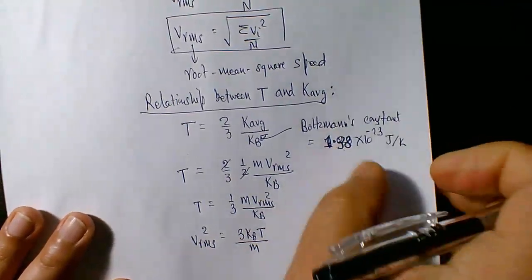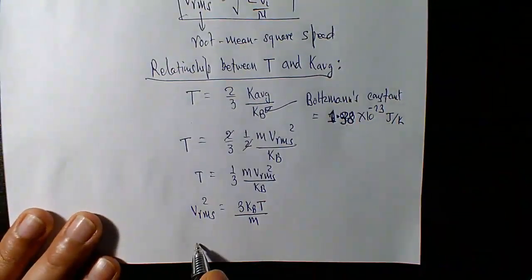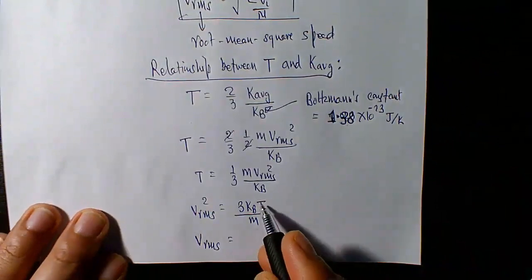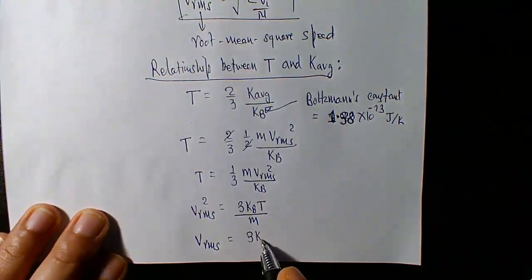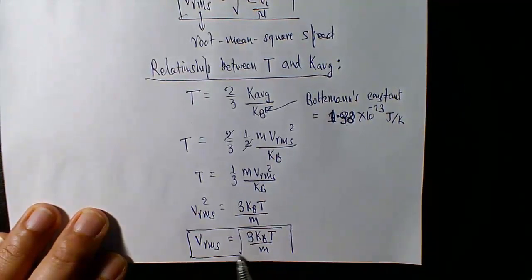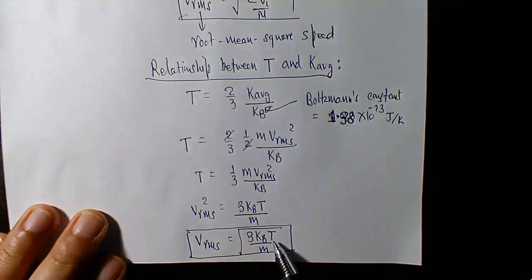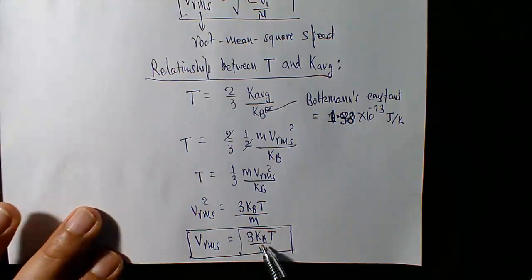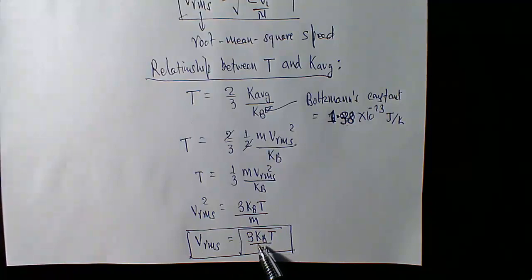Finally, the root mean square velocity in terms of the temperature is the square root of 3 kBT over the mass of each gas molecule. This is a very important relationship between the velocity and the temperature. As you can see, for the given gas molecule, the RMS velocity just depends on the temperature, because mass is constant, and the Boltzmann constant is constant.